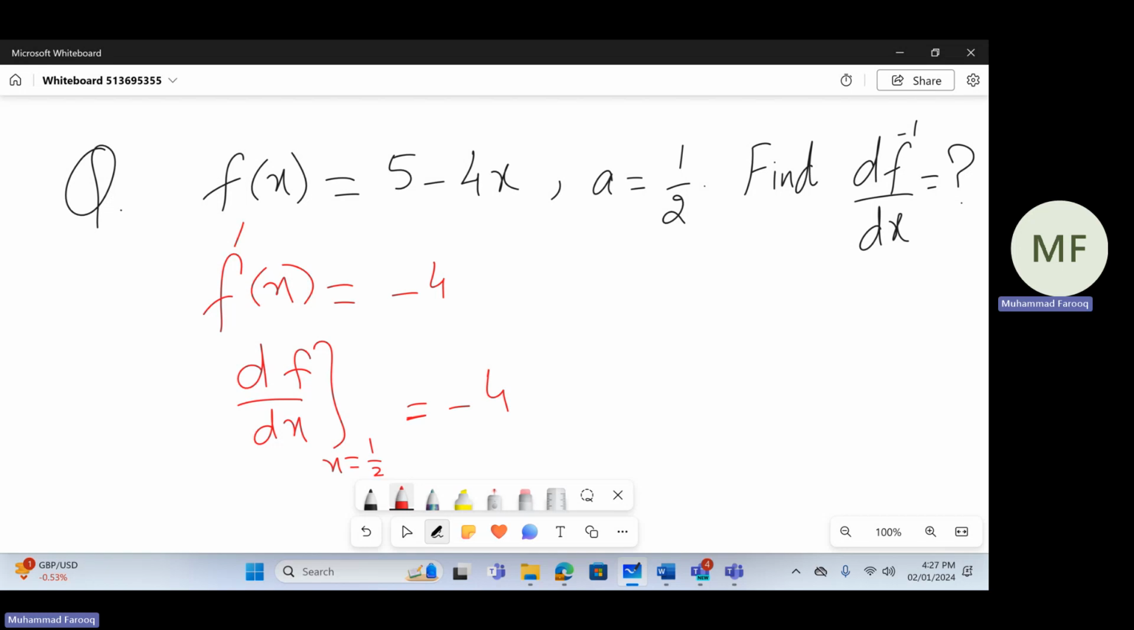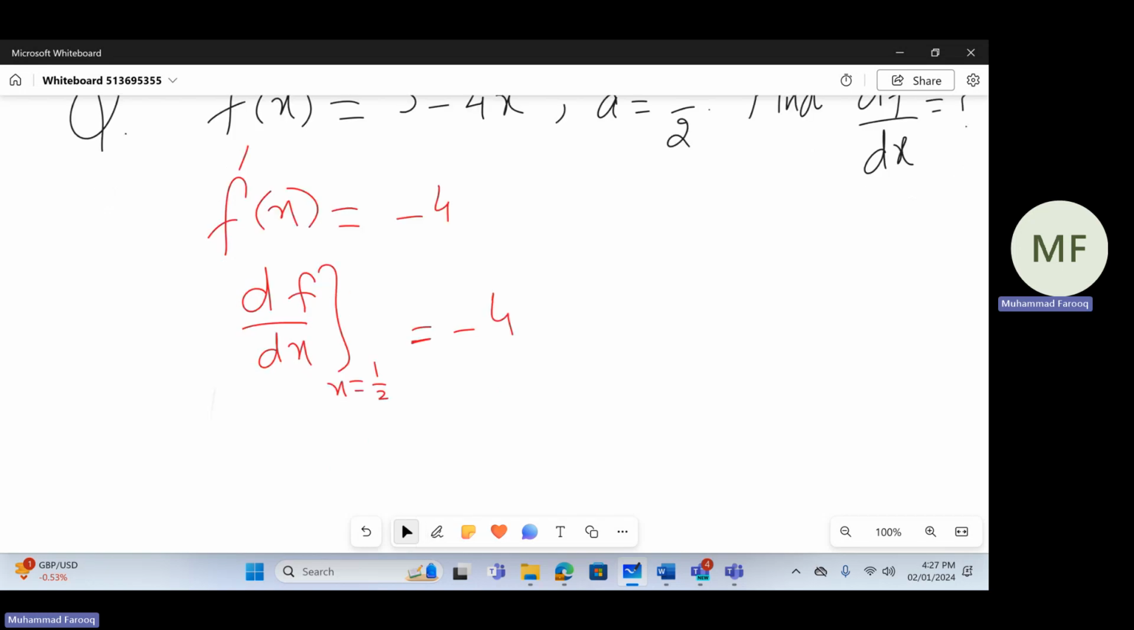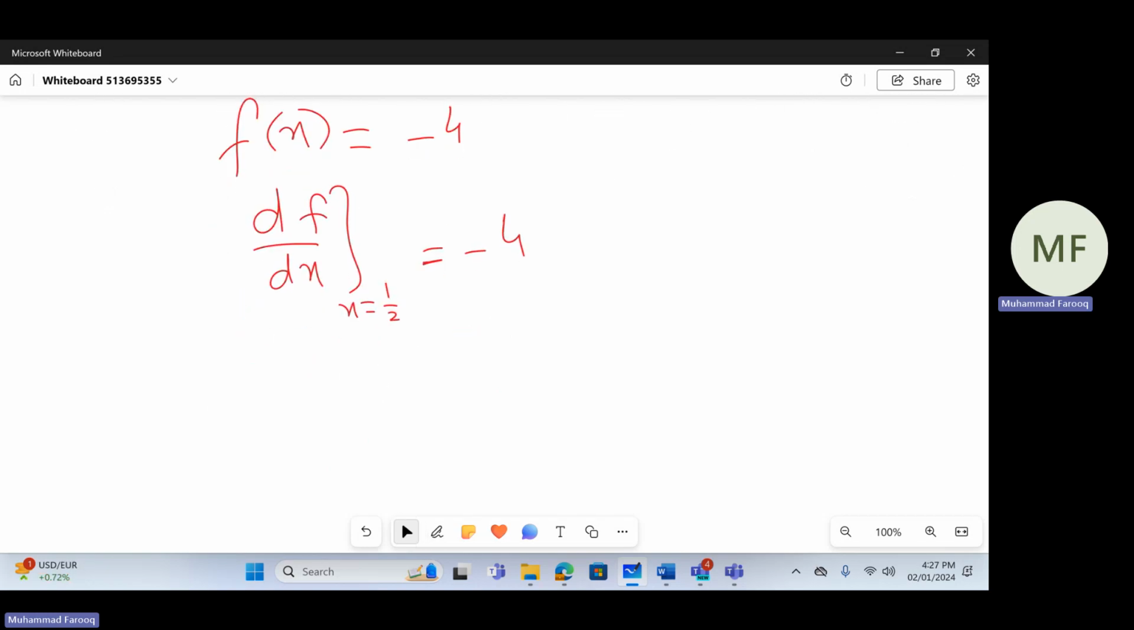Our requirement is not the function derivative. What's the question? We need the inverse function derivative. What do you do? 1 over. Just flip the answer, that's it. Now the derivative of the inverse function is simply the reciprocal of the function derivative. So without any calculation of the inverse, you get the answer.